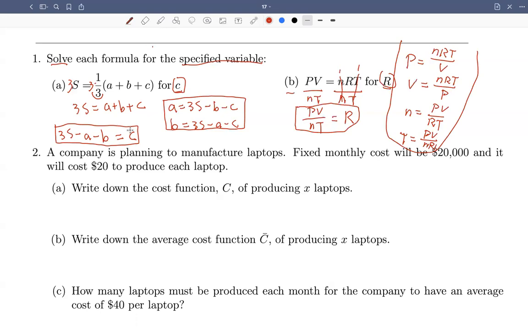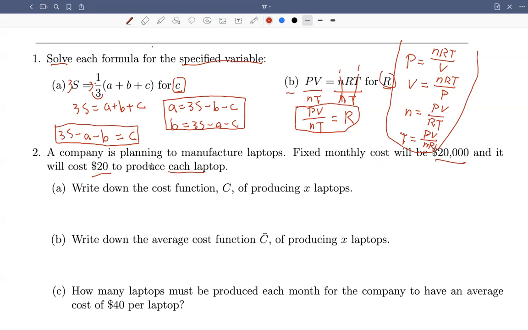Now let's see question 2. A company is planning to manufacture laptops. So the fixed monthly cost will be 20,000. So that's monthly, so 1 month will cost 20,000. And it'll cost $20 to produce each laptop. So this is an extra cost, but this cost depends on how many laptops. So for 1 laptop, it costs 20.